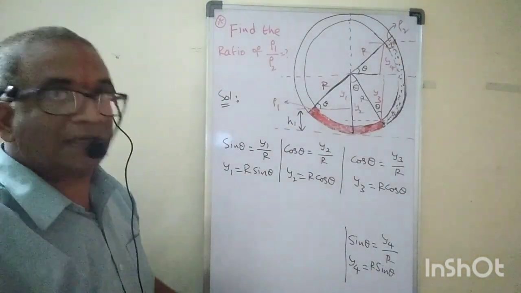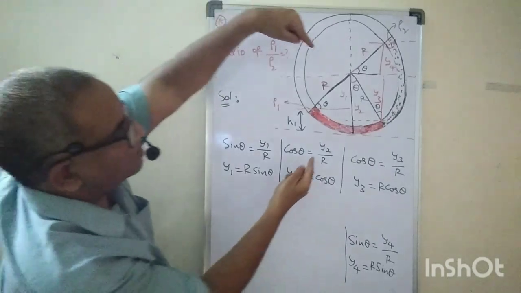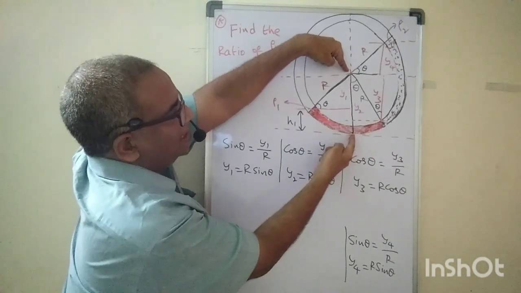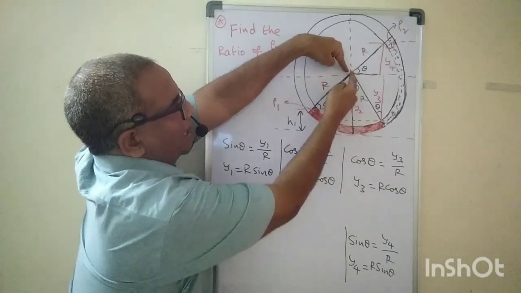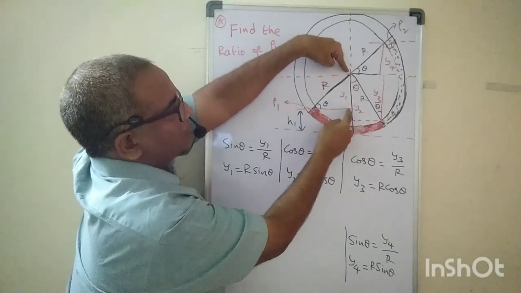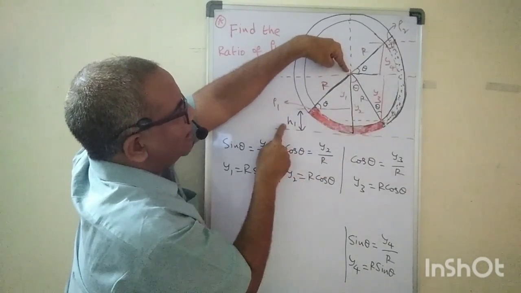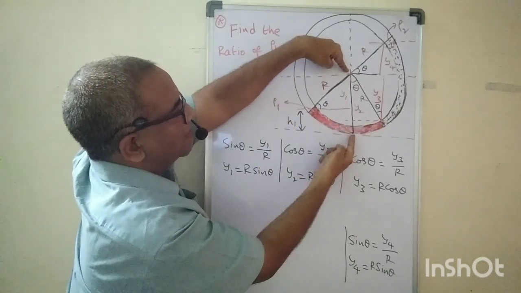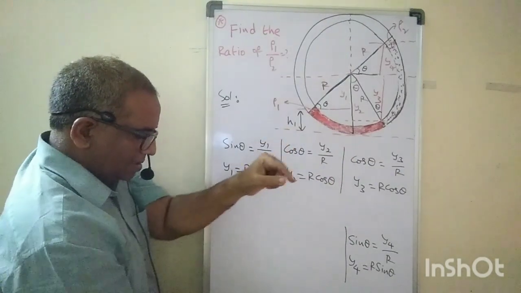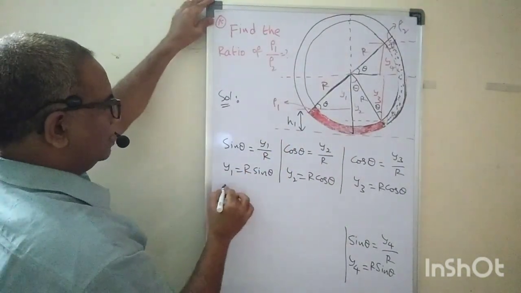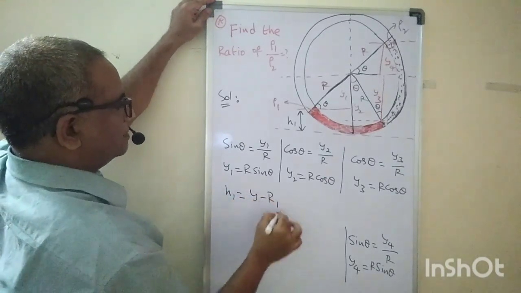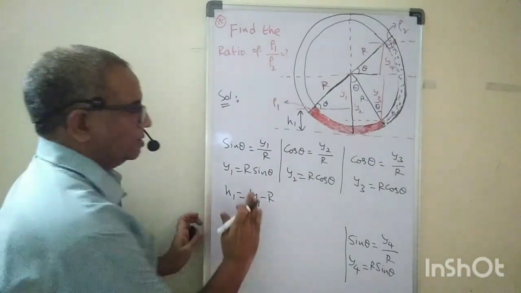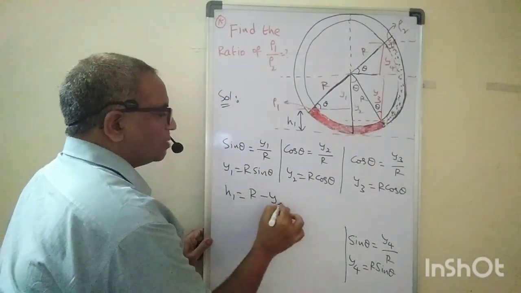Once you observe here carefully, this is the beauty of this problem. This one is r. Okay, this length is r. If this length is r, this one is how much here? This one is y1 here. If this one is y1 here, then how much is h1 here? Y1 plus h1 is equal to r. Therefore, what is h1 here? H1 is equal to y1 minus r. Sorry, r minus y1 here.